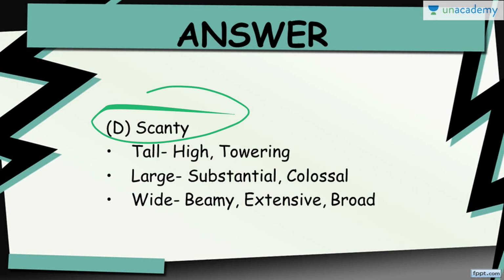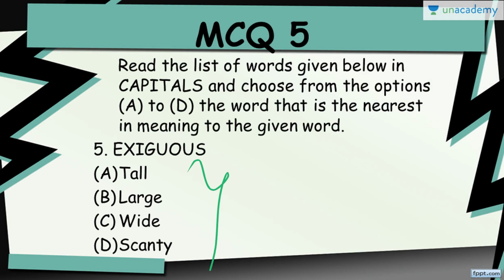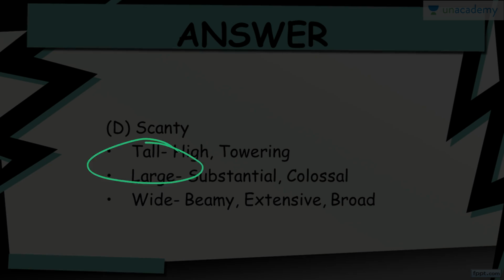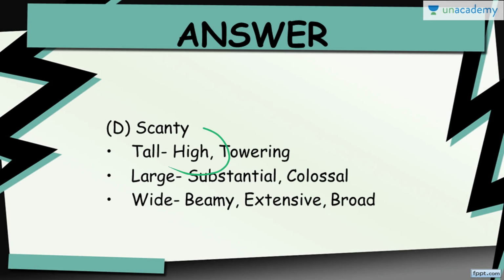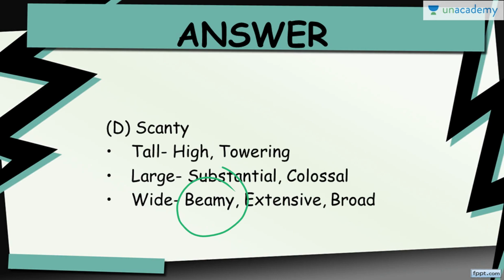And we have other words for these options, and these options can be covered over here. We know that tall is something which is high, which is towering. Then we have large, which means substantial or colossal, which is big. Then we have wide, which means beamy, extensive, and broad. Right? So we now know 4 different things. We know that exiguous now stands for scanty, something which is very less. Okay. We know tall ke liye we have 2 words, that is high and towering. Of course, there are many more, but these are the major ones. Then we have large, and for large we have substantial, colossal. Then we have wide, and for wide we have beamy, extensive, and broad.